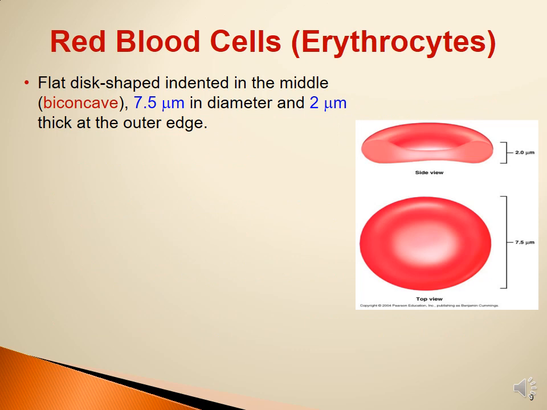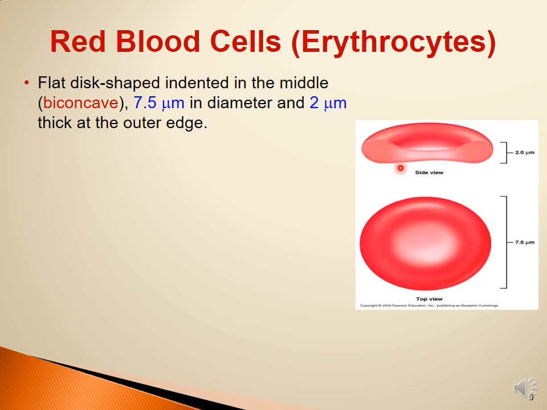Now let's talk about the red blood cells, the second important part of this session. Red blood cells, as I said, are also called erythrocytes. Erythro means red and cytes means cells, so these are red cells. How do they look? They are flat, disc-shaped, indented in the middle, so they are biconcave. They have a diameter of about 7.5 to 8 micrometers, and a thickness at the thickest part of 2 micrometers. So they are flat, discoid, biconcave cells.